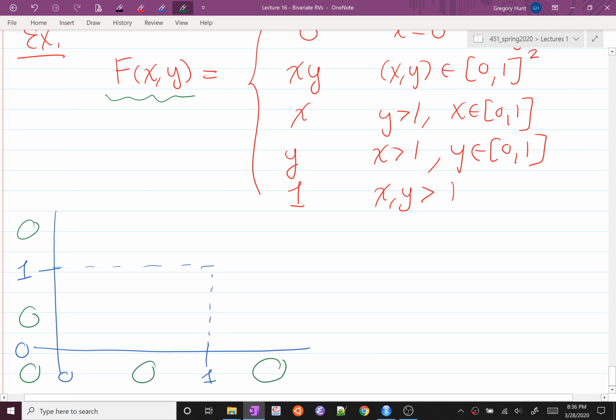If x and y are both in the unit interval, it's xy. So its value is xy here. If y is bigger than 1, so we're above this line, but x is in the unit interval, so x is left of this green line, it is x. And alternatively, it's y here, where x is bigger than 1 but y is between 0 and 1, and it's 1 out here. Okay, so that's the joint CDF.